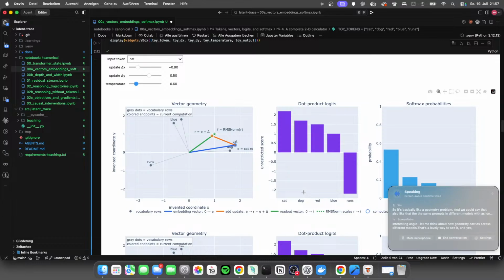Interesting angle. Let me think about how geometry carries across different models. That's a lovely way to see it. And yes, part of it is geometry. But there's a key catch. Different models don't share the same coordinate system. Even if they behave similarly, their embedding spaces can be rotated, stretched, or organized differently. So the path in one model won't line up directly with the path in another. What can be similar is the function. Both may learn to represent meaning and context in useful ways. But the shapes you'd see in latent space aren't guaranteed to match.